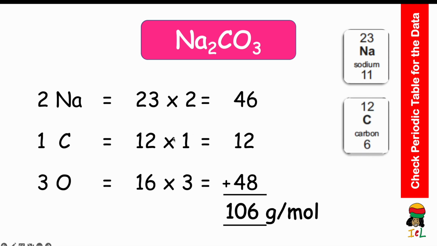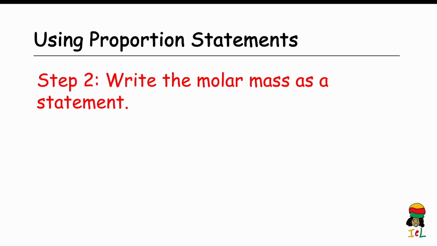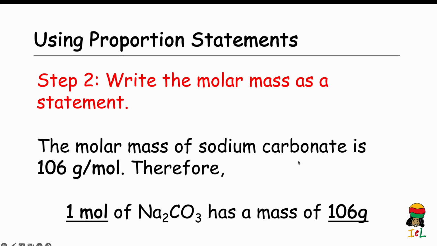The molar mass of carbon is 12 grams per mole multiplied by 1 carbon, giving 12 grams per mole. Then for oxygen, the molar mass of 16 grams per mole is multiplied by the 3 oxygens, and that gives 48 grams per mole. Then we add all the molar masses of the elements within sodium carbonate, and we obtain 106 grams per mole. Therefore, for step 2, we're going to write the molar mass as a statement. We just calculated that the molar mass of sodium carbonate is 106 grams per mole. Therefore, as a statement, we say that 1 mole of sodium carbonate has a mass of 106 grams.